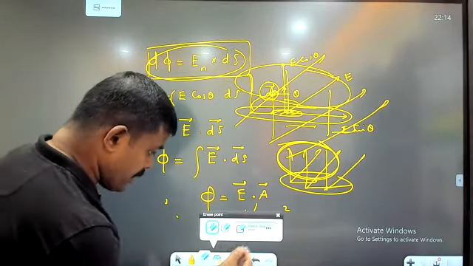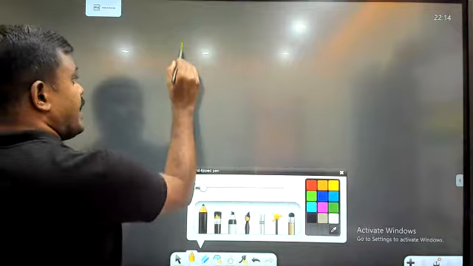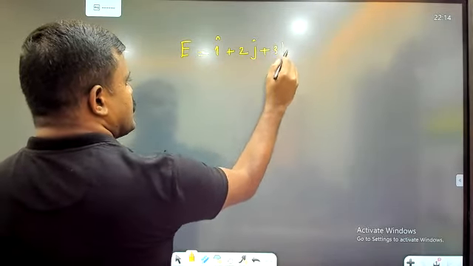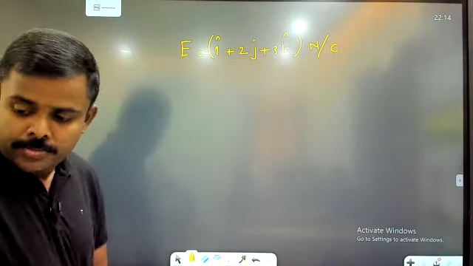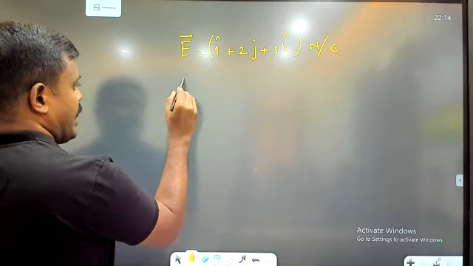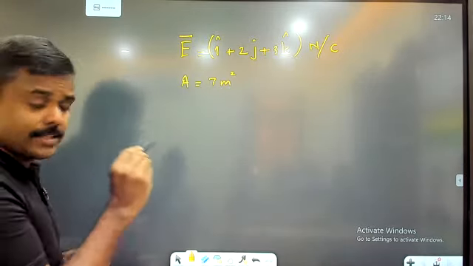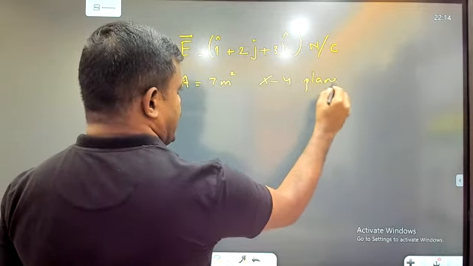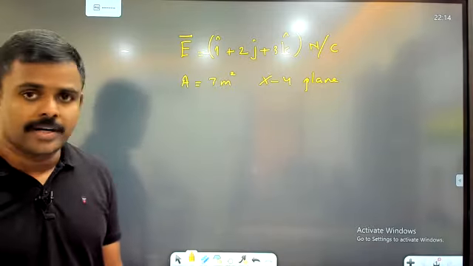And I'll tell you the only numerical that has ever been asked on this part. Write this down. This is a previous question. Electric field is given by, we have done this in class, i plus 2j plus 3k Newton per coulomb. This is one numerical that has been asked from this part. And then area: they say area is 7 meters square in the XY plane. I'm giving you the exact same question. Find flux.